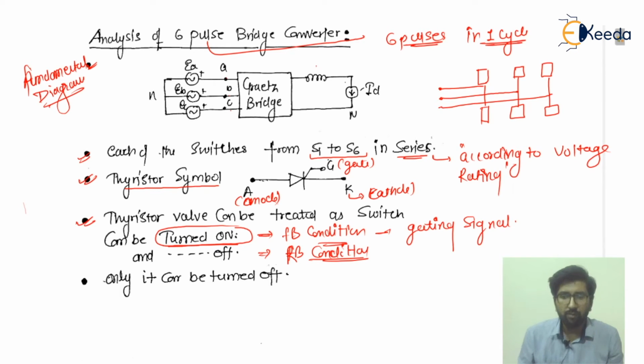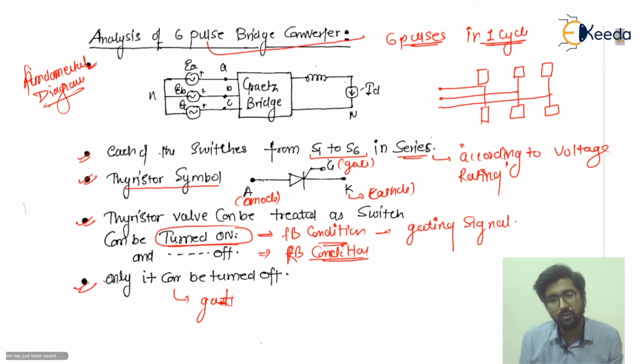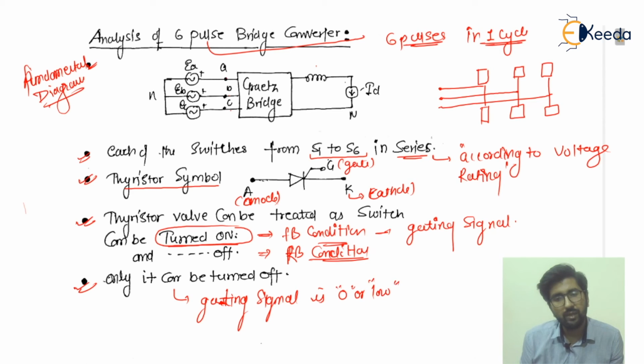Now this point is going to say that it can be turned off. It can easily be turned on by applying the gate signal. But if we have to switch off the circuit, it can only be done if the gating signal is 0 or low, that we have to remember.